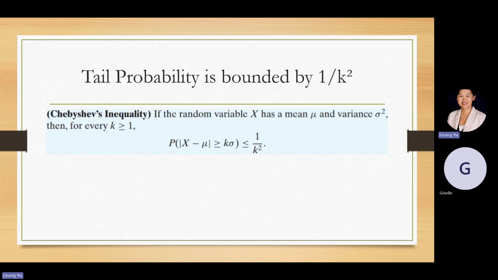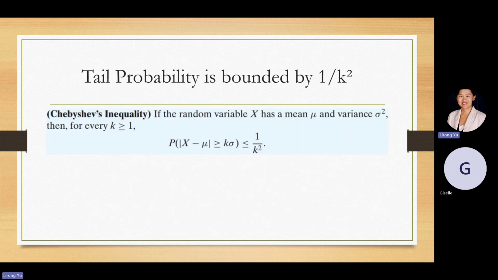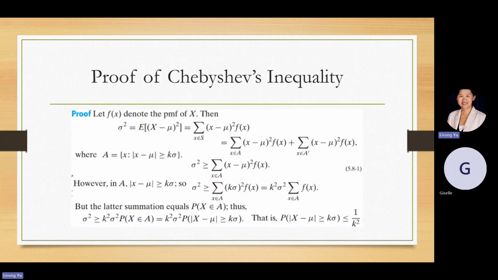Let's talk about a proof. All right, so we want to prove this. And this proof is also very classical in the sense that we don't have any information about the underlying distribution. How do we get the information? How do we make that inequality? So we're going to start with the definition of the variance.